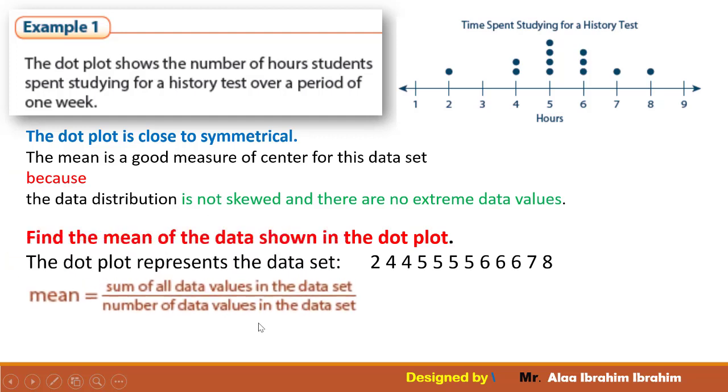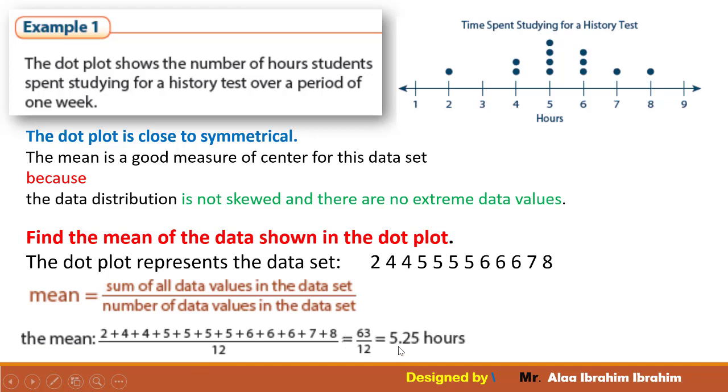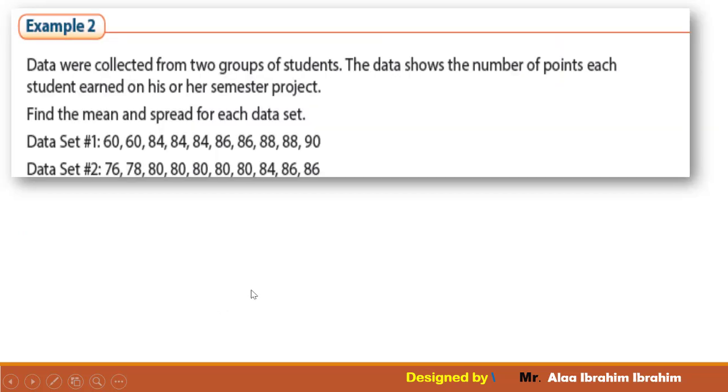To find the mean, I use this rule, this formula: the mean is the sum of all values over the number of these values. I add all the values together, and I count all of them. I found 12. Then I calculate mentally and get this result. So now we're going to something else.